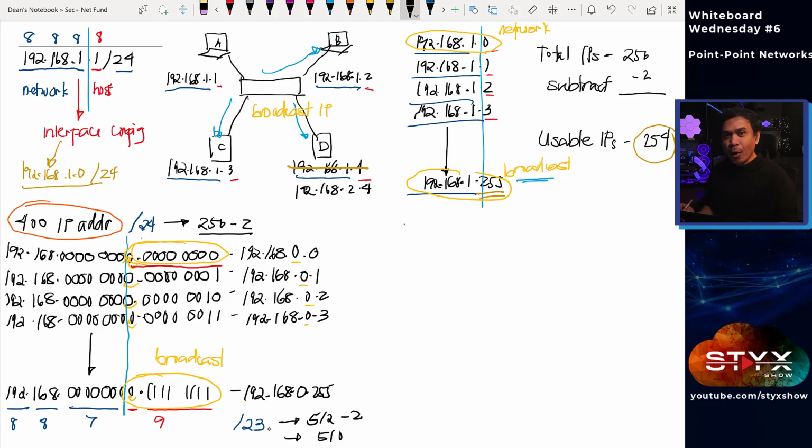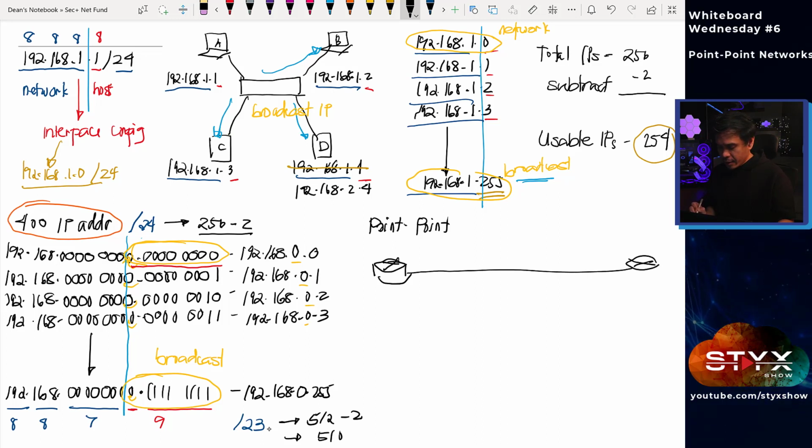Now, let's talk about point-to-point networks. When we say point-to-point networks, this is a type of network where we only have two IP addresses in a network. So this can be any host connected directly to each other. But what I'm going to do is add two routers. Why? Because the most common use case for point-to-point networks is point-to-point routers.